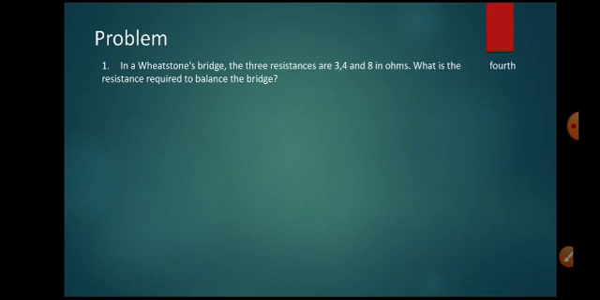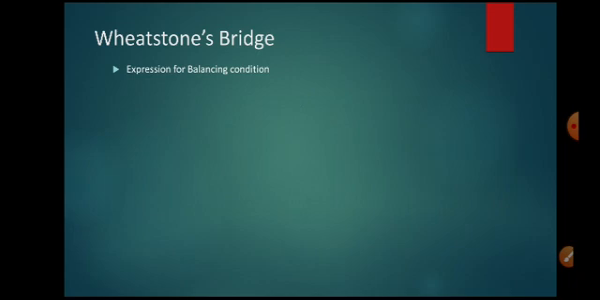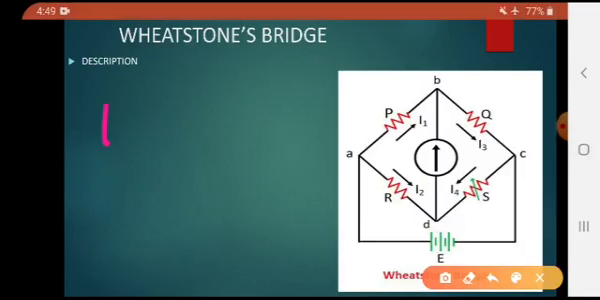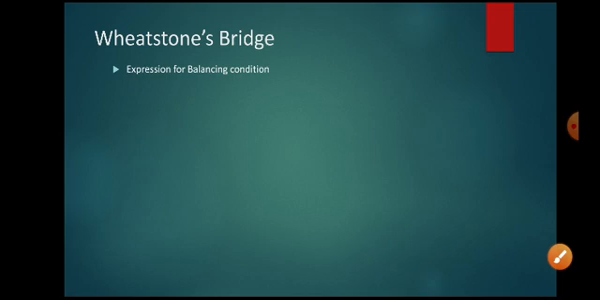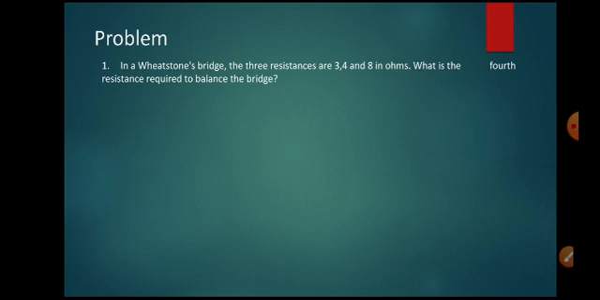This is the principle of a Wheatstone bridge, P by Q equals R by S. By using this Wheatstone bridge equation, if you know two resistances, you can compare another two resistances. If you know the three resistances, you can find out the fourth resistance. So by using this Wheatstone bridge, we can compare the two unknown resistances, or we can find out the unknown fourth resistance.